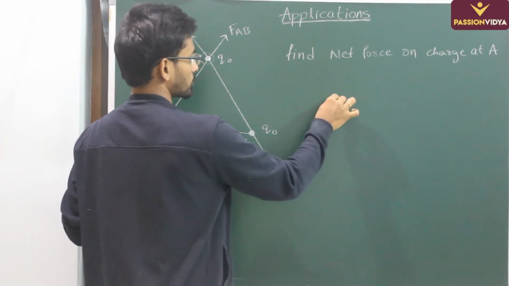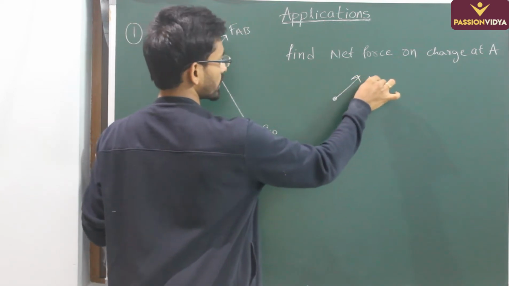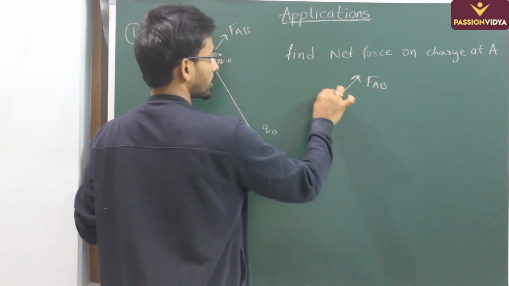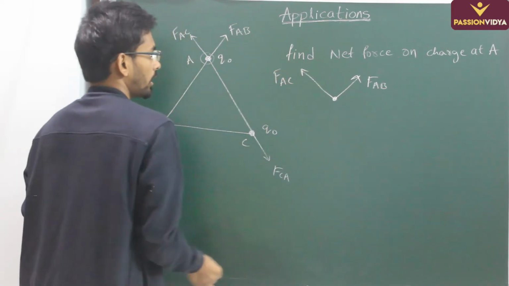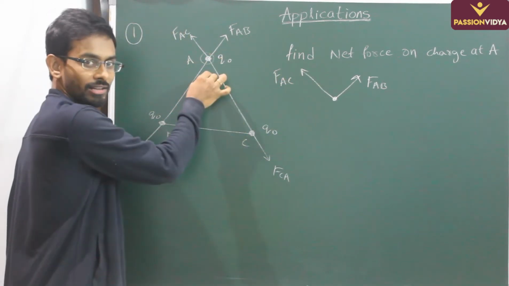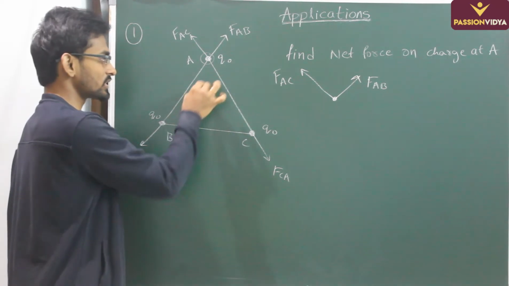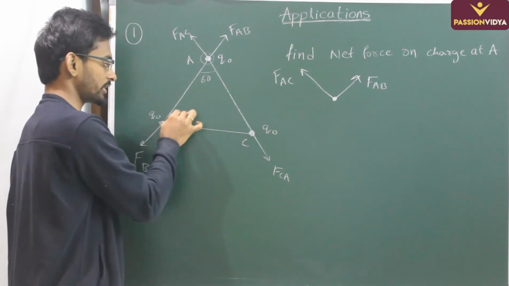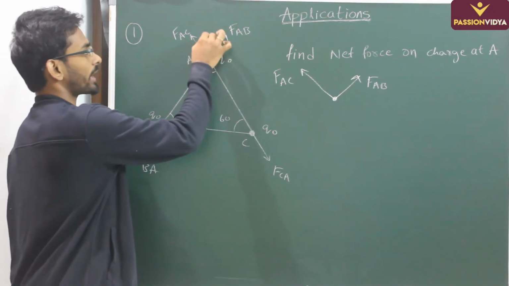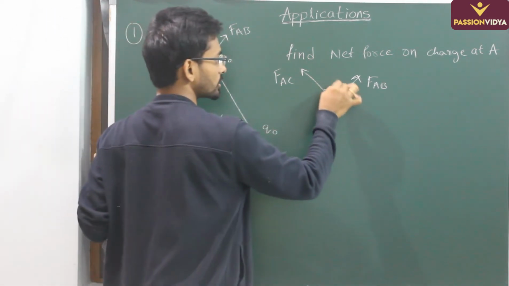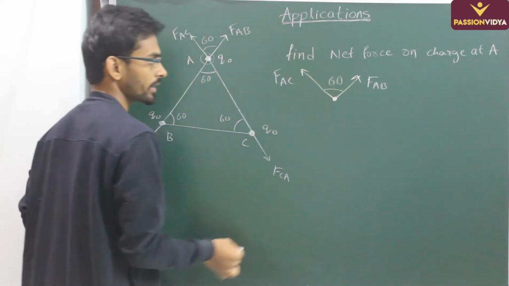Now we want the net force on this one, so let us take the free body diagram of charge A. So this is one force, that is force on A due to B. Next, in this direction, force on A due to C. Now we know this is an equilateral triangle. The angle between the sides is 60, so all the angles are 60 degrees. So now this is 60 degrees, so the opposite angle will be 60. So the angle between these two forces is 60.